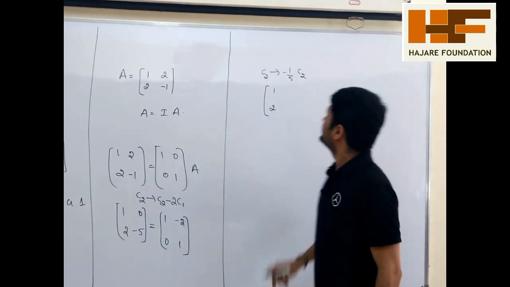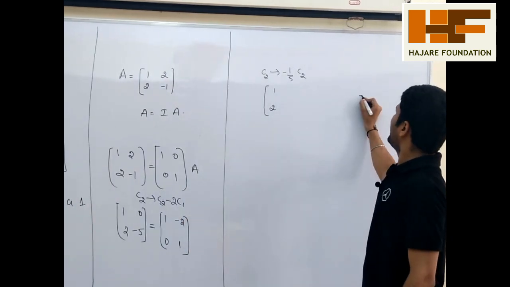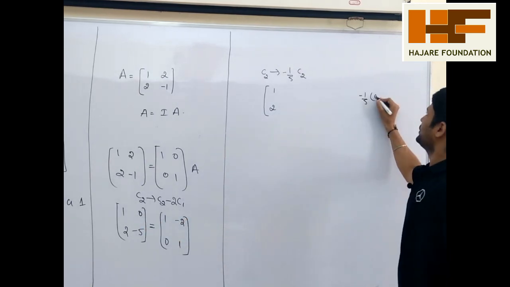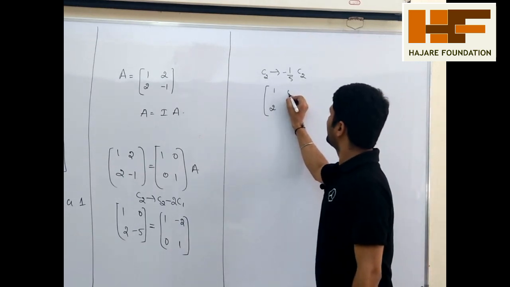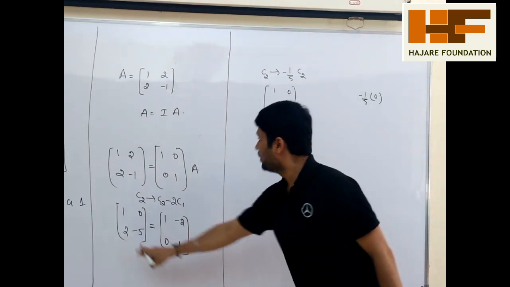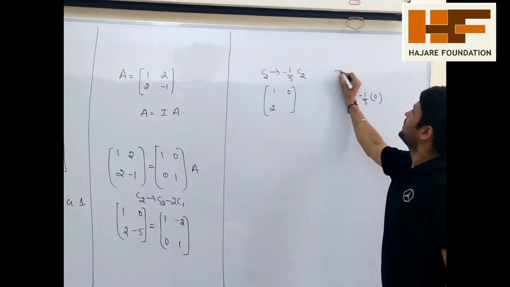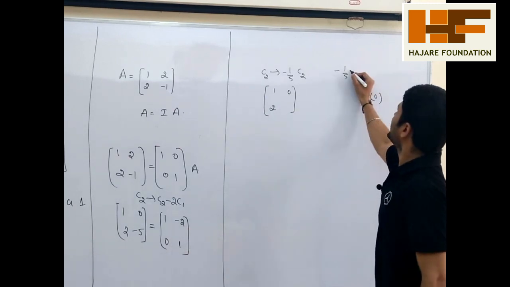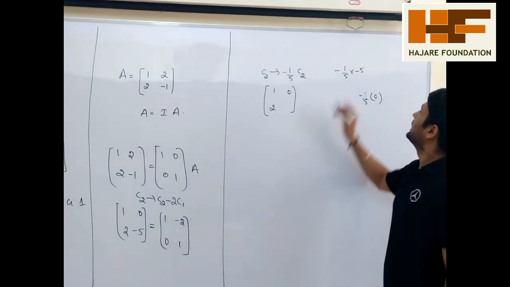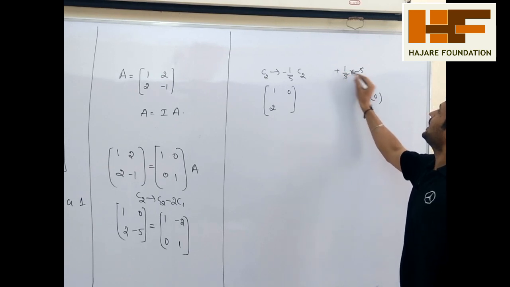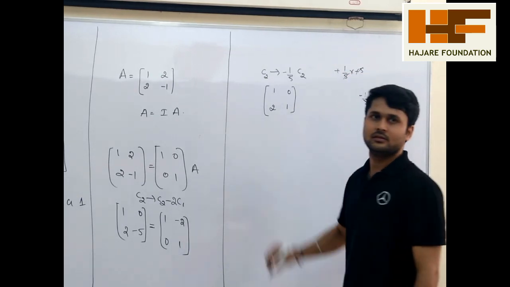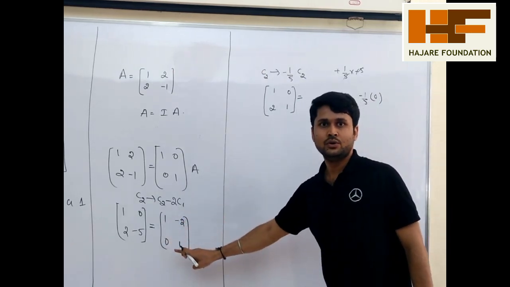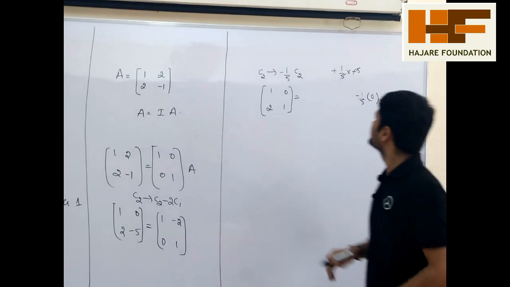Next, C2 becomes minus 1 by 5 into C2. The C2 element is 0. 0 into anything is 0. Next, minus 1 by 5 into C2. What is the C2 element here? Minus 5, into minus 5. The 5 cancels, minus becomes a plus, 1. The same operations we have to do on the RHS.